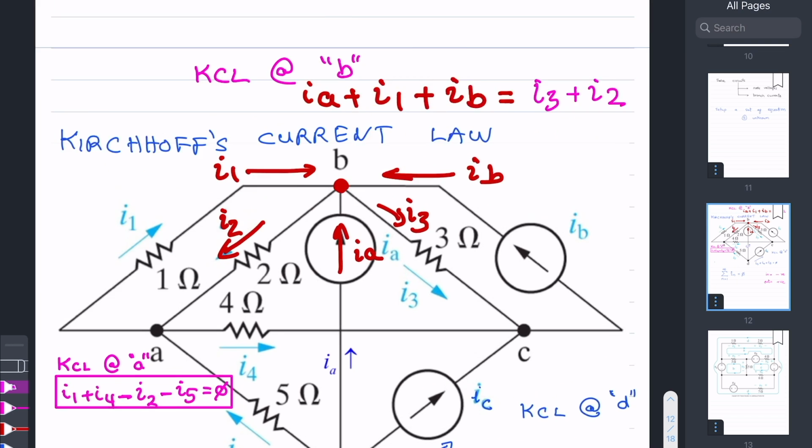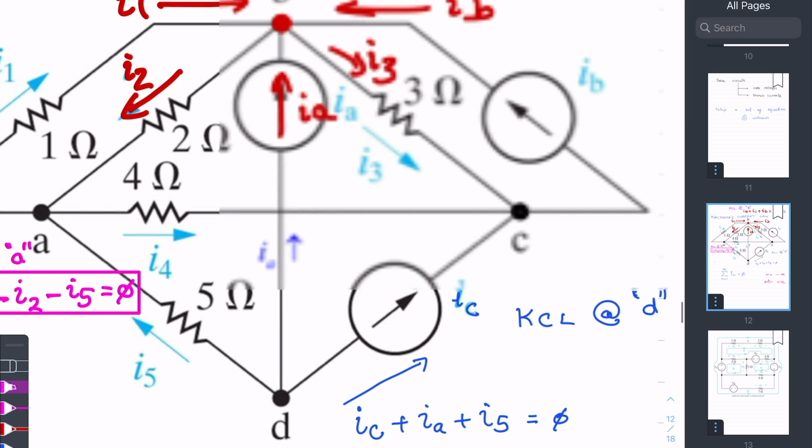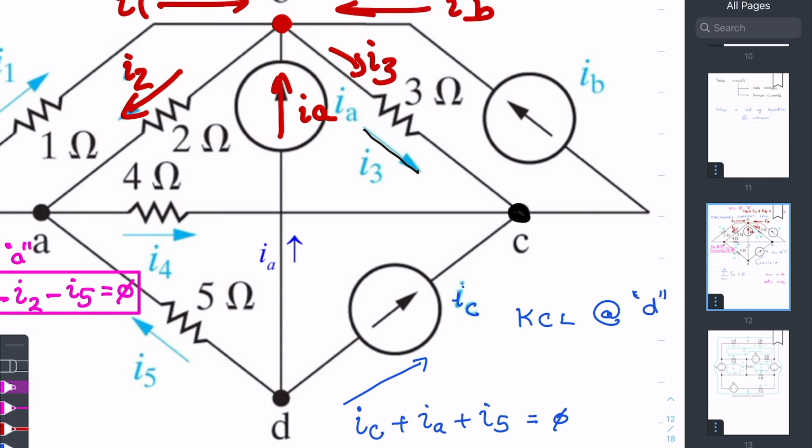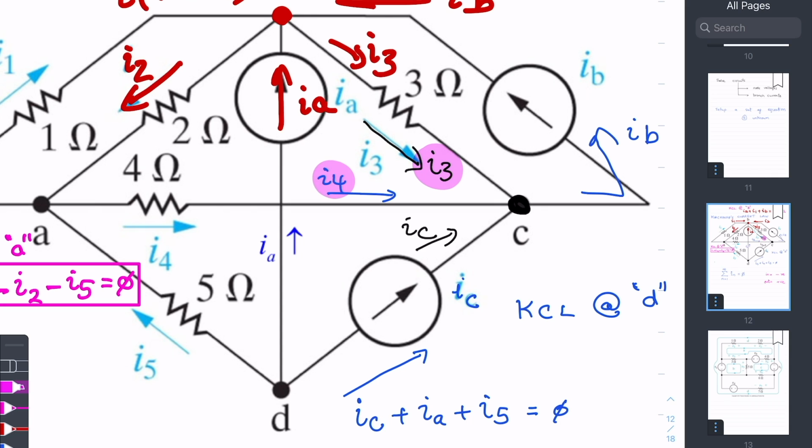Let's apply KCL at node C as well. At node C, look at the currents that are entering. There is the I3 current that is entering. IC is entering as well. And the current that is leaving is IB. And of course, let's not forget I4. There are three currents entering, I3, I4, and IC, and there is one current leaving, IB.